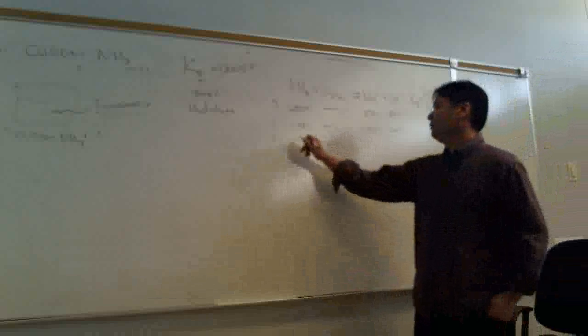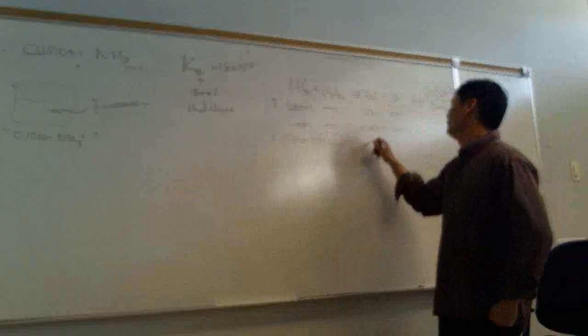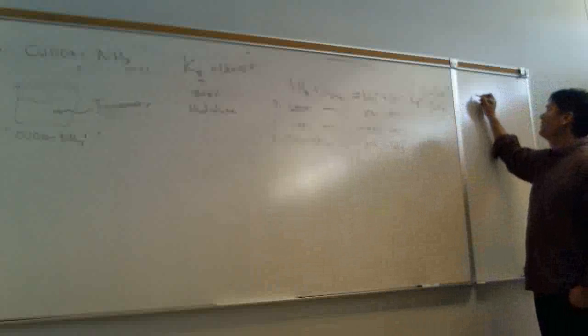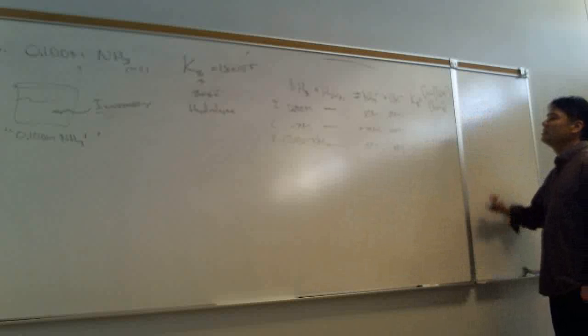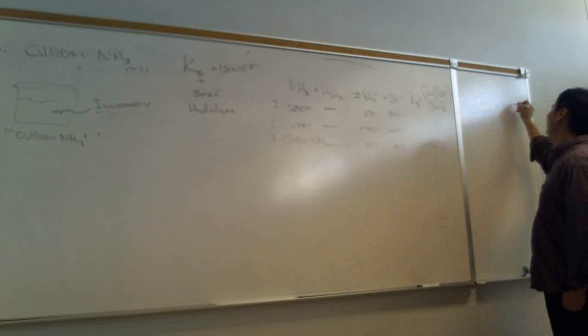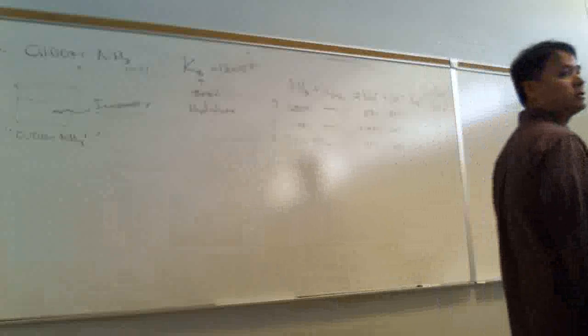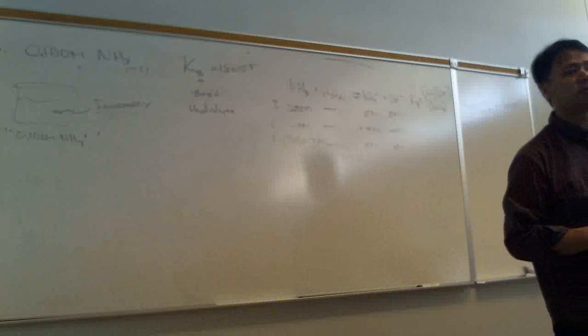So anyway, we should have been finished with this a while ago, at least step 1. And when we plug this in, we're going to get x squared over 0.100 minus x. This is equal to 1.8 times 10 to the minus 5. And so did you guys use the quadratic, or how did you solve this? Quadratic. You used the quadratic? Did anybody try the simplifying assumption? Did it work? Yeah, the simplifying assumption works here.